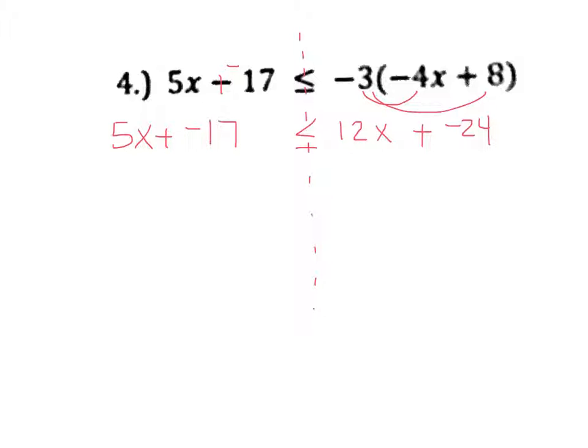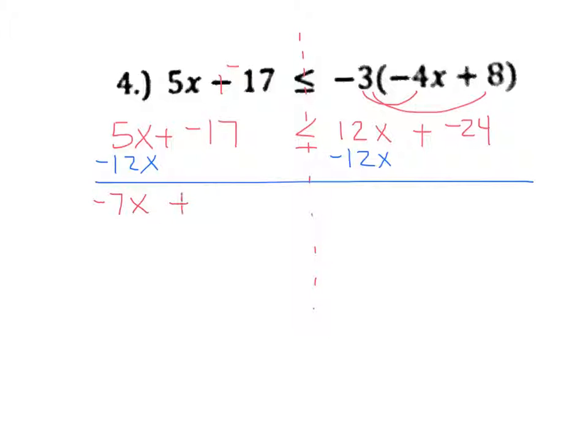Now this one's a little different. I have x's on opposite sides. I don't want x's on opposite sides. I want to take care of that as soon as possible. So I'll subtract 12x. 5x minus 12x, negative 7x. Bring down the negative 17. The 12x, take away 12x, disappears. Bring down the negative 24.